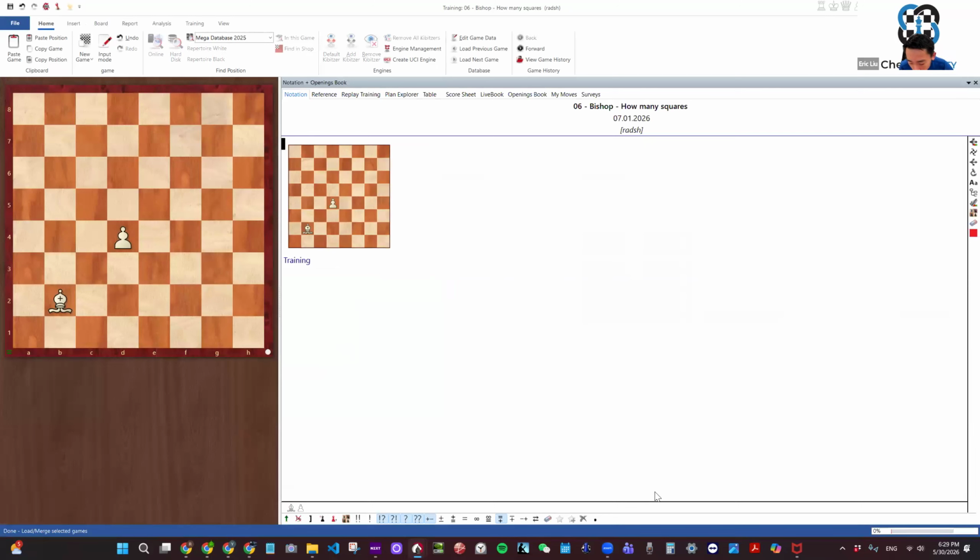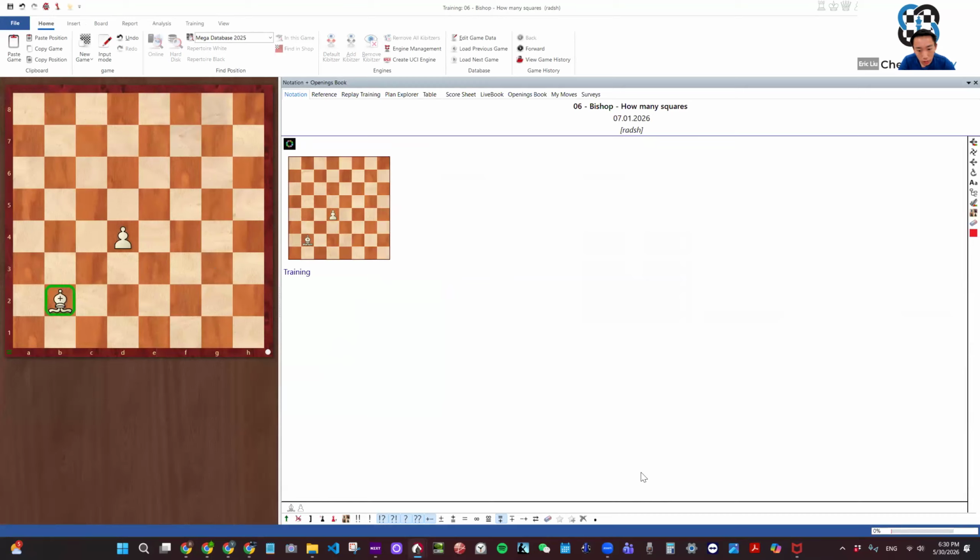Okay, what about this position? Here's our bishop on b2. How many different squares can this bishop go to?